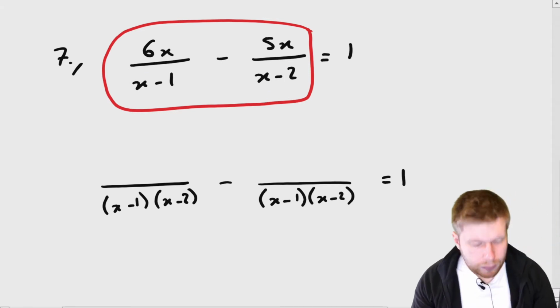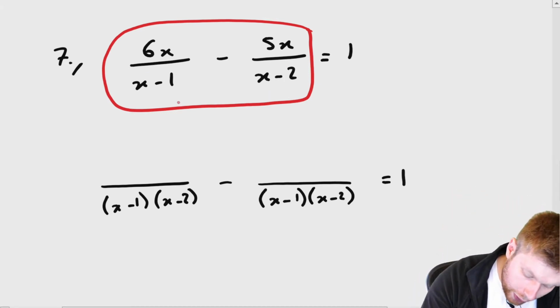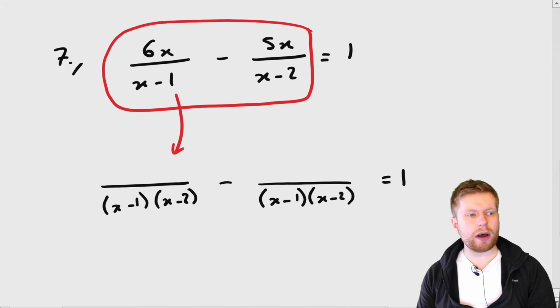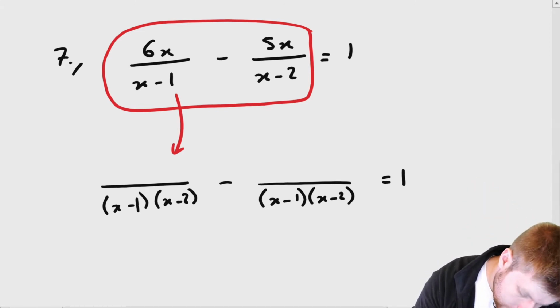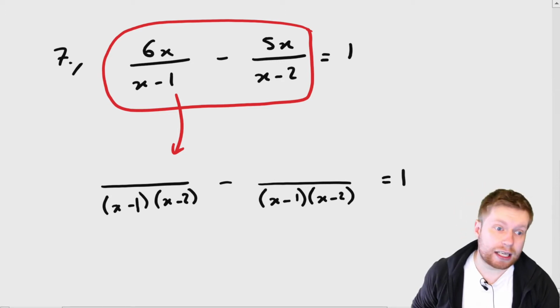All right, fine. Now what I'm going to do is just ask the question, same as before, what have I done to the first fraction in order to get that denominator? In other words, x minus 1 times by x minus 2. Well, I've simply multiplied by x minus 2.